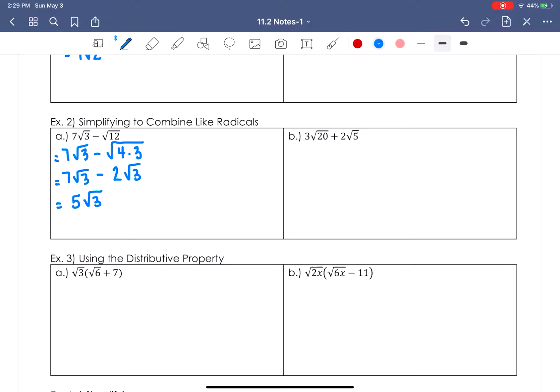So again, in B, I don't have a common like radical, so I can take radical 20 and simplify it so it is a radical 5. So I'm going to have 3, and then I have my radical 20, and I'm going to write that as 4 times 5, because 4 is a perfect square, plus 2 radical 5. So if I take the square root of 4, I get 2, so I'm going to take 3 times 2, which is 6 radical 5, and I'm going to add 2 radical 5 to that. So 6 plus 2 will give me 8, and I bring down my radical 5.